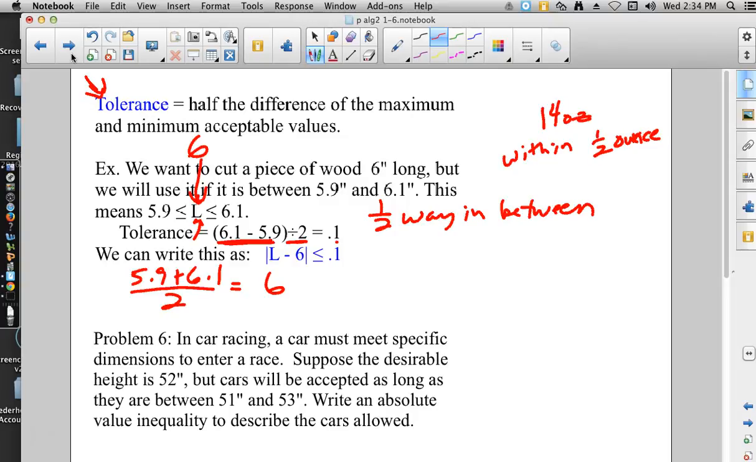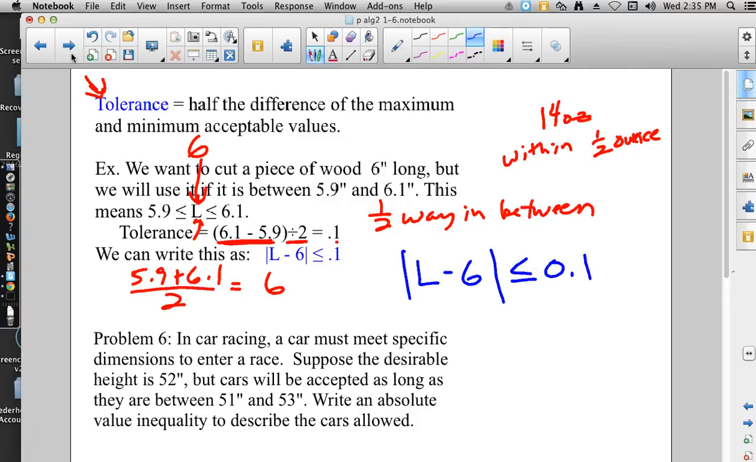So why do that? Because here's what's happening. The person that's the quality control officer is doing this. They're taking a box off of the conveyor belt. They don't know its weight. Let's put L there for weight, or in this case length of the wood. And what they're doing is they are trying to see how that compares to perfect. And perfect here was a 6. But they will accept it if it's within 1/10 of an inch in either direction. And that's what that says.